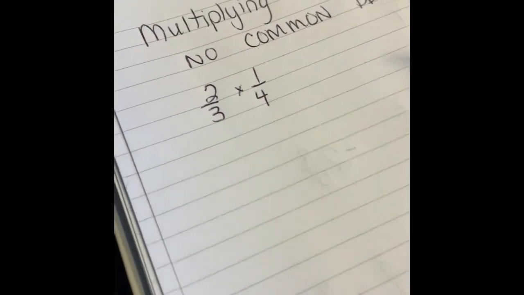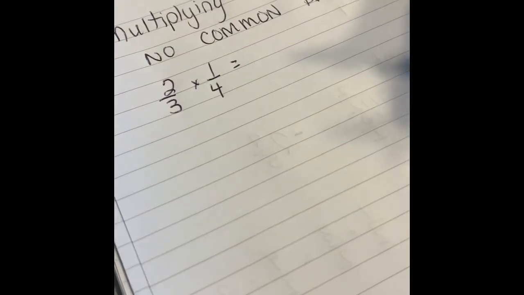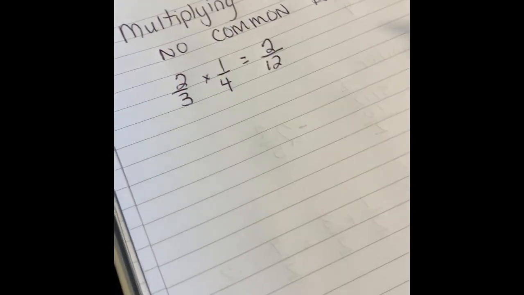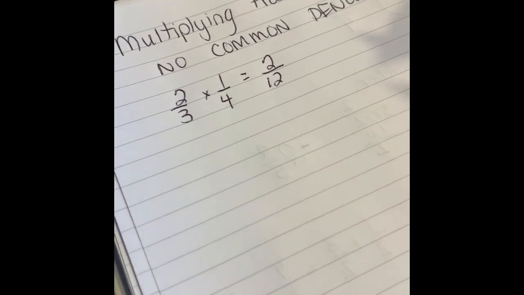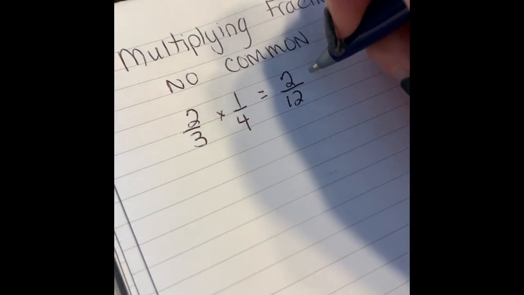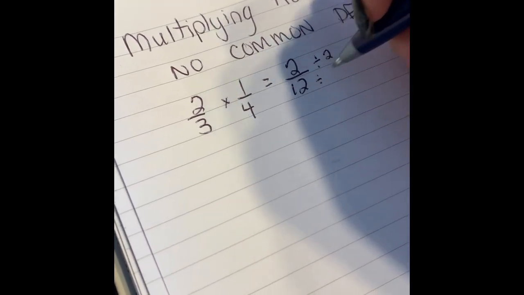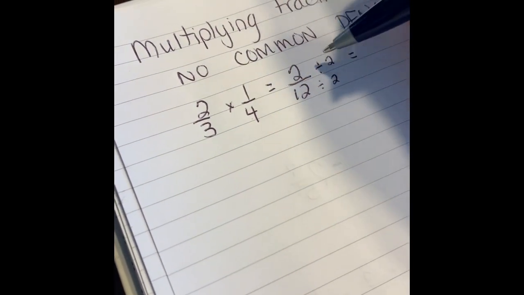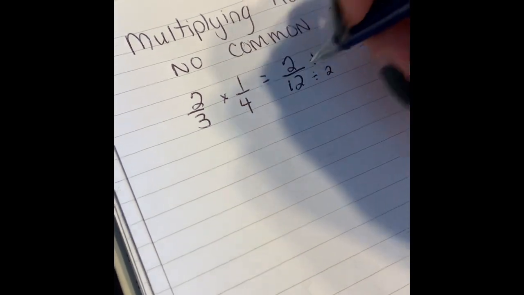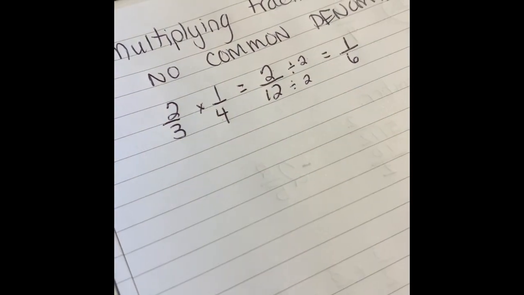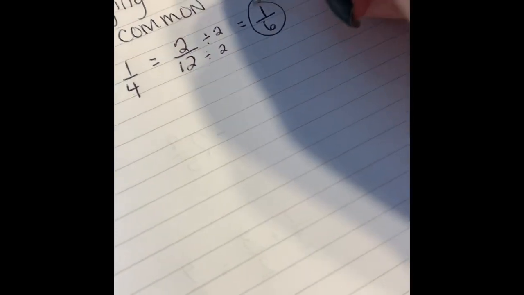So all we need to do for multiplying fractions is multiply. We multiply our numerators, 2 times 1, which gives me 2. And we multiply our denominators, 3 times 4, which gives me 12. And that is my answer. Now I can reduce that because both of these numbers will divide by 2 evenly. So 2 divided by 2 is 1. 12 divided by 2 is 6. So I can reduce this to 1/6.